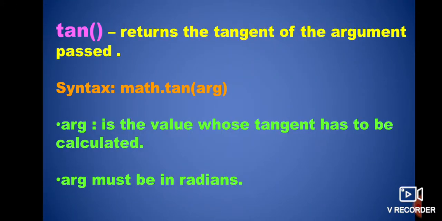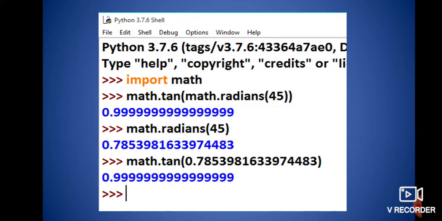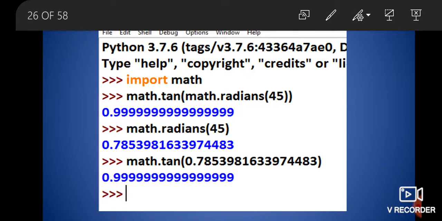Next is tan function, which calculates the tangent of the argument passed. ARG is the number whose tangent has to be calculated. It must be in radians. See the practical implementation. You know that the value of tan 45 is 1. Okay, tan 45 is 1. So I am first converting 45 degrees into radians and then providing it to tan function. I am getting the right answer.